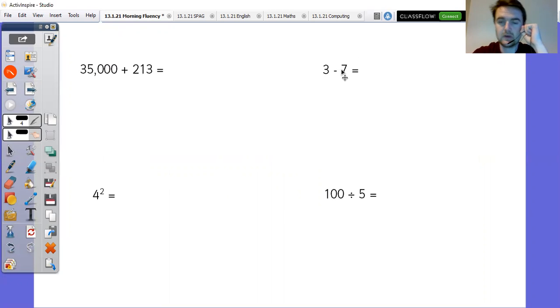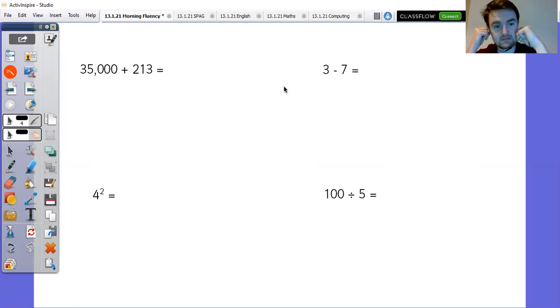3 take away 7. Now we can see because the second number is larger or greater than the first number, we are going to go into minus numbers. So I'm going to get to 0 first. So 3 take away 3 is 0. And then if I'm taking 7 away, if I've taken 3 away already, I've got 4 more to take away. So 0 minus 4 equals minus 4. So 3 minus 7 is the same as minus 4.